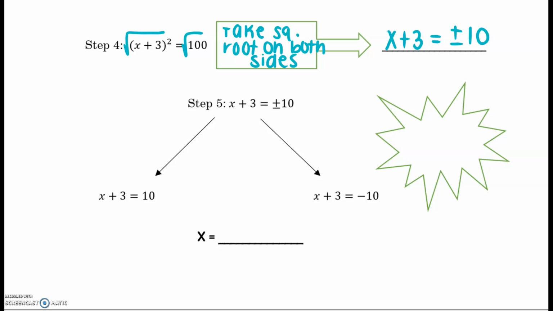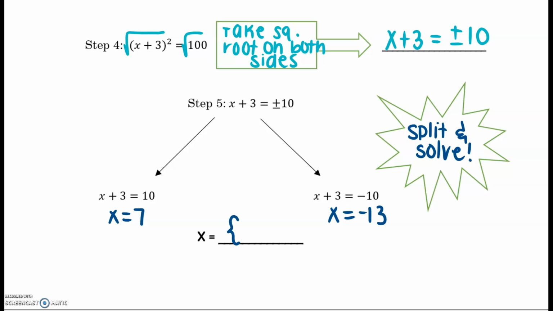Now we are working on isolating x in this case. What I'd like you to do is to split and solve. So in this case, we are going to split. We're going to have x plus 3 equals 10. So in this case, we will find that x equals 7 when we solve the equation here on the left. Then when we solve the equation x plus 3 equals negative 10, we find that x equals negative 13. And like we've been doing, we are going to order our solutions from least to greatest.